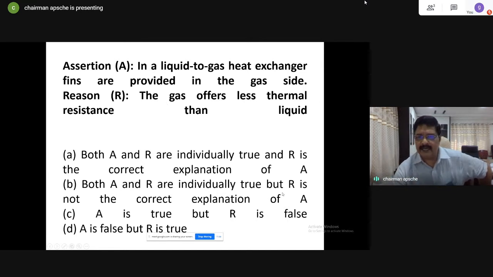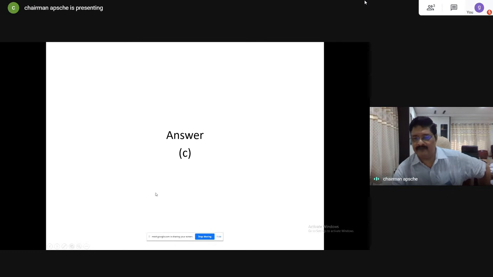So both A and R individually true. Again, it's not correct, because A is correct, whereas R is not correct, because gases offer more thermal resistance than liquids. Please remember that. And therefore, A is true, but R is false is the correct answer. That's where we went a little wrong.